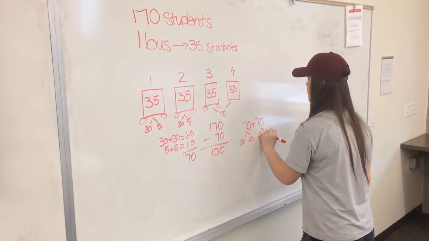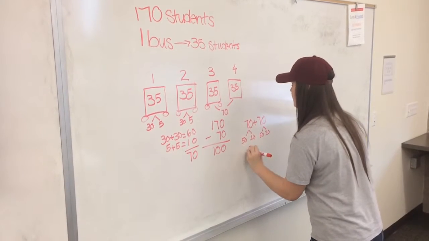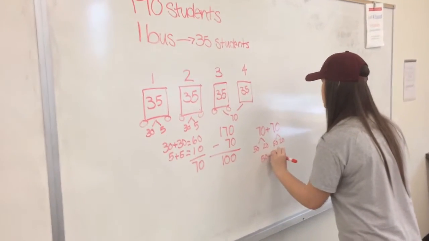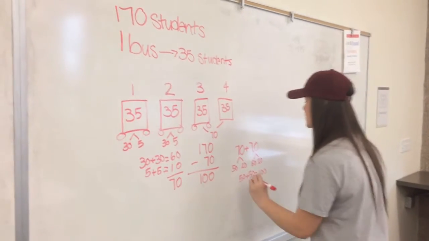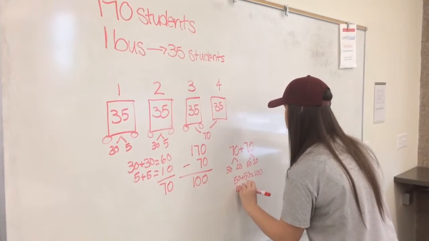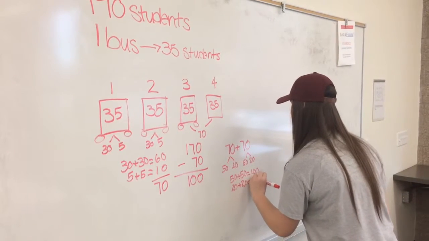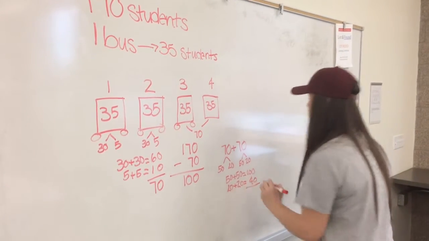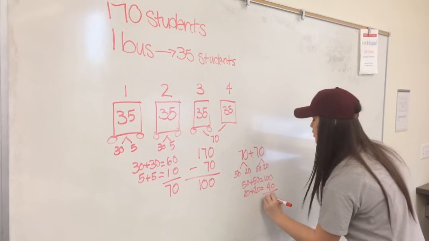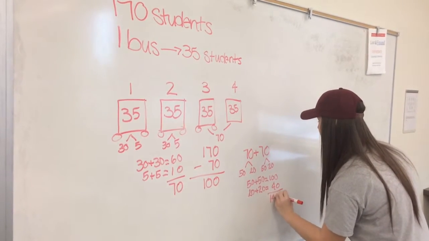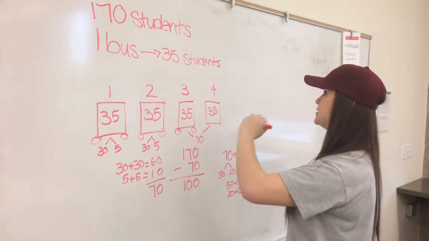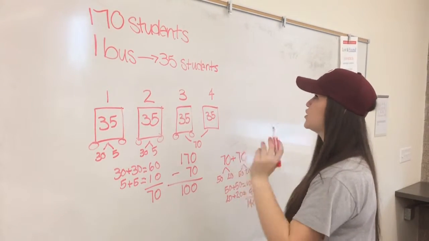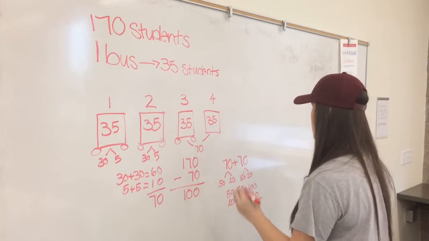50 and 20. So now we'll add our two 50s together, 50 and 50, which equals 100. And our two 20s, 20 plus 20, which gives us 40. Now we add our 100 and our 40, which gives us 140. So now with our four buses, we have 140 seats, but that's still not enough for our 170 students.